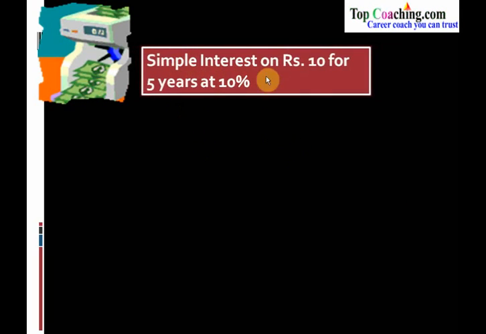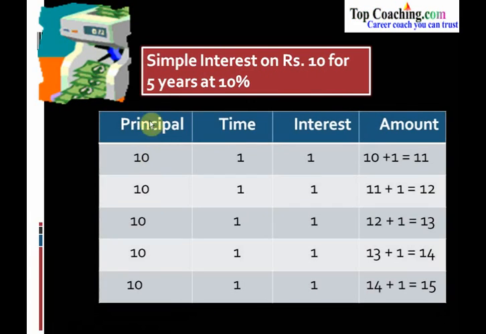To understand the distinction between simple interest and compound interest, let's take an example. Let's find the simple interest on rupees 10 for 5 years at 10%. This column represents the principal, this the time, this the interest and this the amount. For the first year, principal is 10, time is 1 year, interest is 1 rupee and so the amount becomes 10 plus 1, equal to 11. For the second year, the principal remains the same, 10 rupees, time is 1 year, interest is 1 again because the principal, rate of interest and time remain the same. And so the amount becomes 11 plus 1 equal to 12.